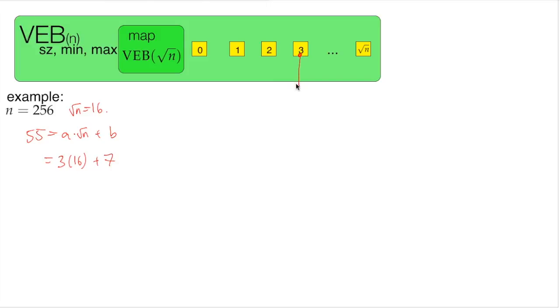And so to put element 55 in this data structure, we would hang a pointer off of this data structure, and we would make another VEB of size square root of n, and then we would insert 7 into this data structure. So in other words, each of these recursive data structures is going to handle a block of square root of n elements. If one of the first square root of n elements is in your data set, this guy's going to take care of it. If one of the second square root of n elements is in your data structure, this guy's going to handle it. So this idea of divide and conquer doesn't apply just to tasks that you do, it also applies to how you store data.